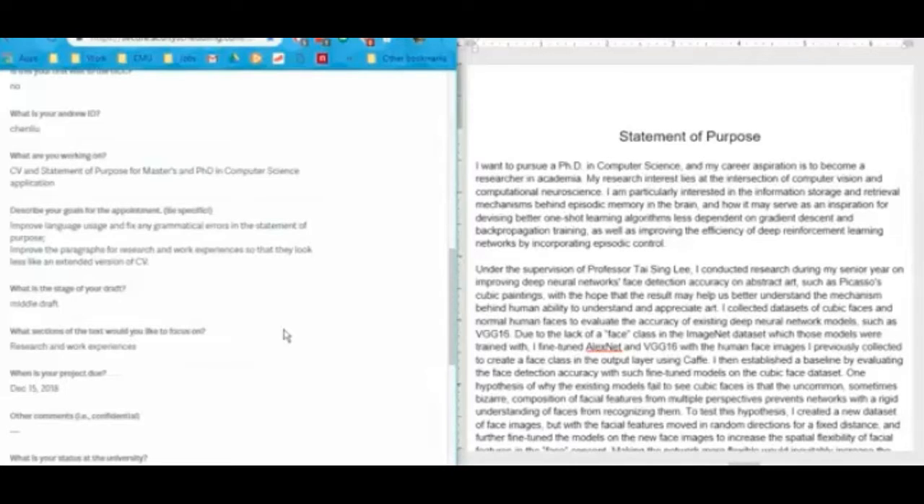And we're going to be talking about the statement of purpose application package for the CV. So, since you mentioned that you wanted to improve the paragraphs for your research and work experiences, so they look less listy, less like just an explanation of your CV, I thought that would be a good place to start because that kind of ties in with the overall goals of the statement of purpose.